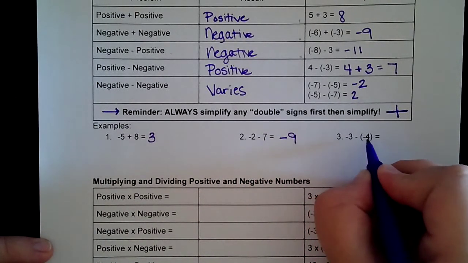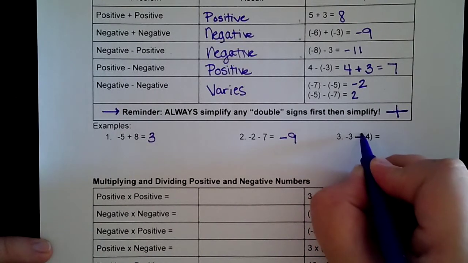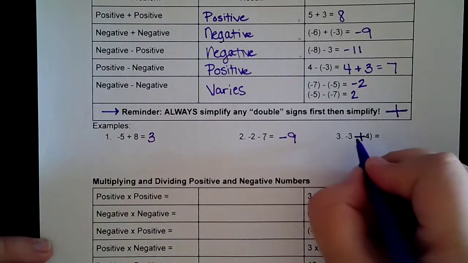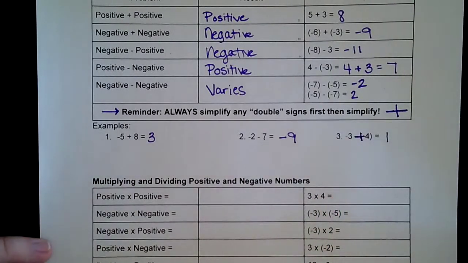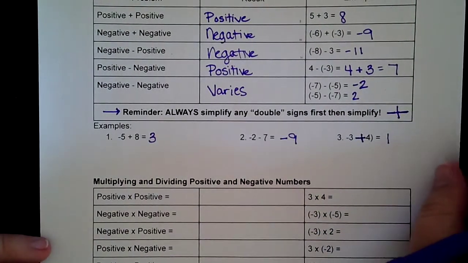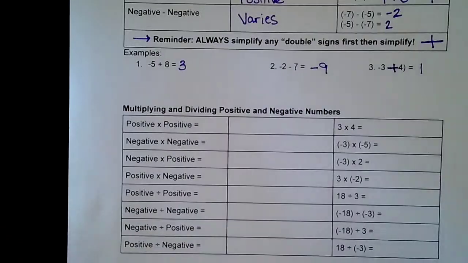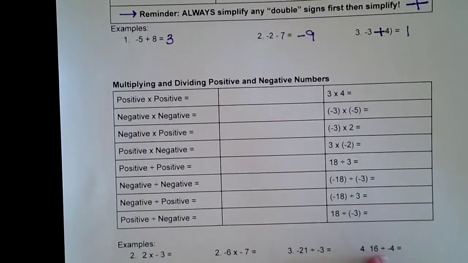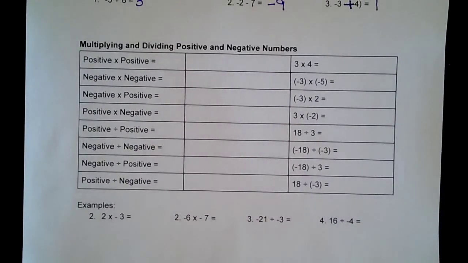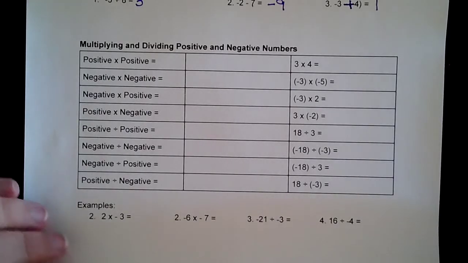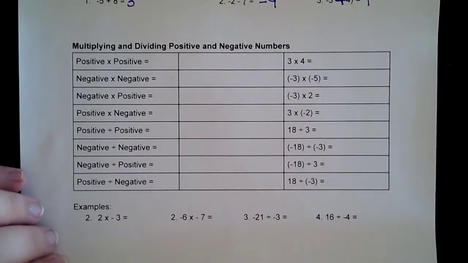Negative 3 minus negative 4. Remember, we're going to change that double sign into a positive. Negative 3 plus 4 is going to be 1. Again, I know these are pretty simple, but I want to have these down pat. The next thing I want to look at before we move on is multiplying and dividing those positive and negative numbers. Again, seems really simple, but if we don't have this down in the back of our mind really well, it's going to make all the math we do from here on out a lot harder.